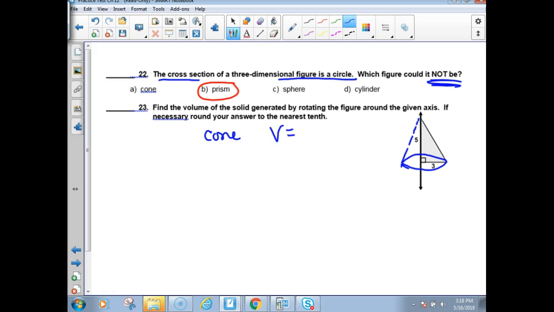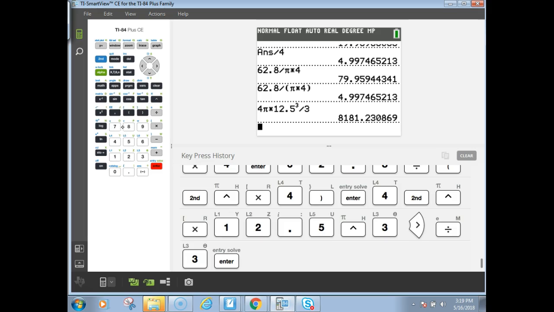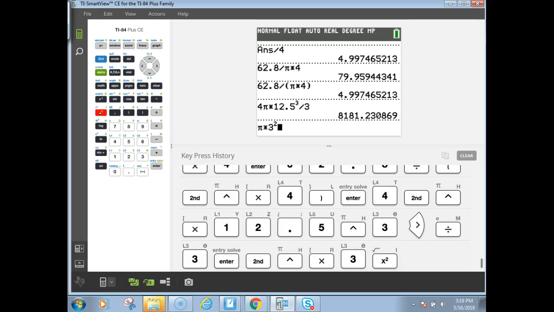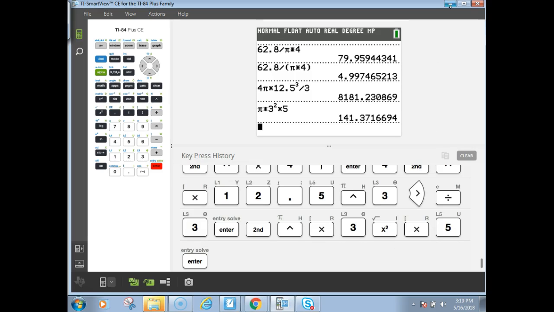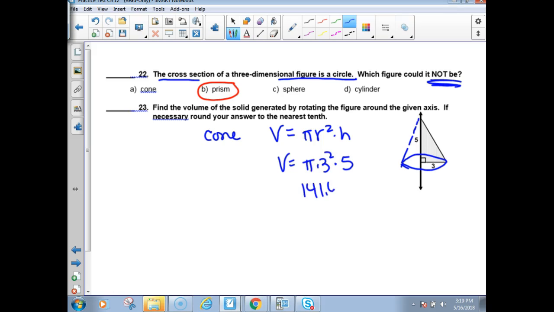Now, the volume of a cone is pi r squared times the height, divided by 3. We have those values right there on the picture. The r would be the 3, and the height's the 5. So, pi times 3 squared times 5 gives 141.4 cubic units.